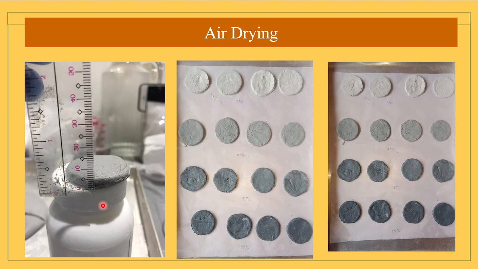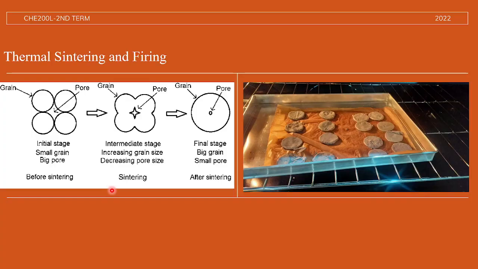Now to further test that it has no moisture inside, we oven this at 100 degrees Celsius for just 15 minutes until constant weight. So the membrane that we have used is 5 millimeter thickness, and we are now ready for the next step, which is the thermal sintering and firing.